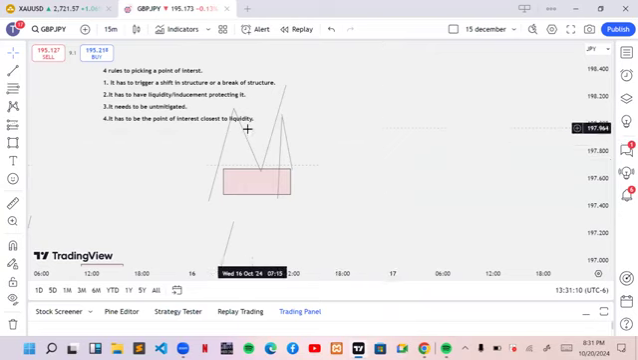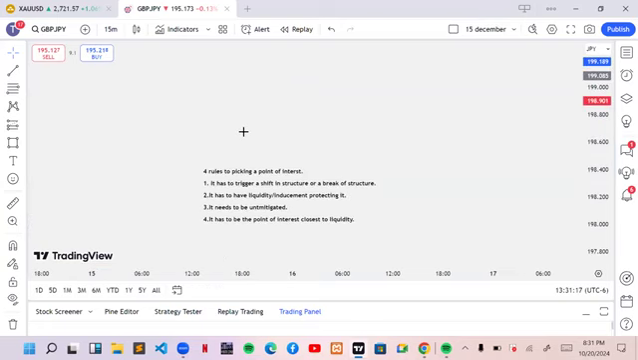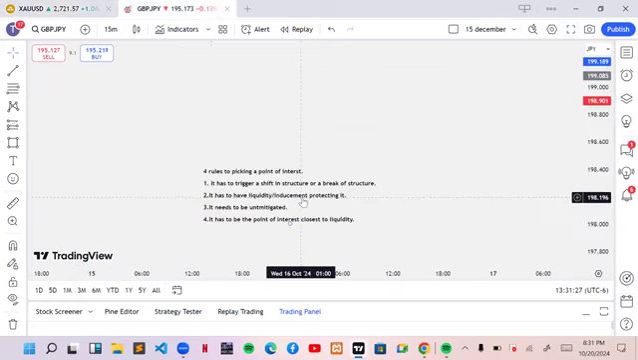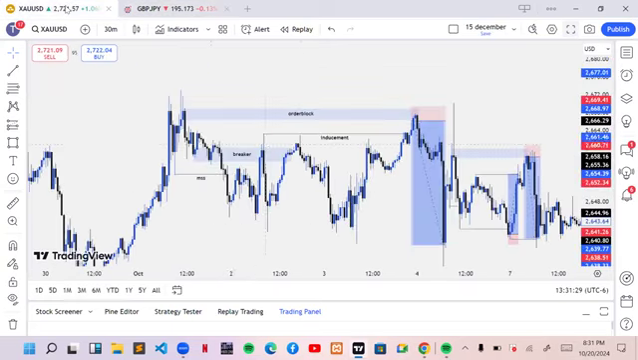These are the rules I pay attention to while picking a point of interest. If you actually obey all these rules, it's hard for you to take a loss on a trade. So the first one: it has to trigger a shift in market structure or a break of structure. Our trade literally has a shift in market structure. The second rule is it has to have liquidity or inducement protecting it. There's inducement here, there's liquidity.